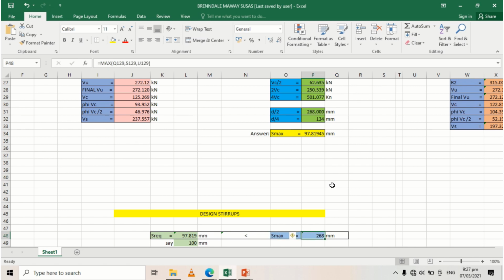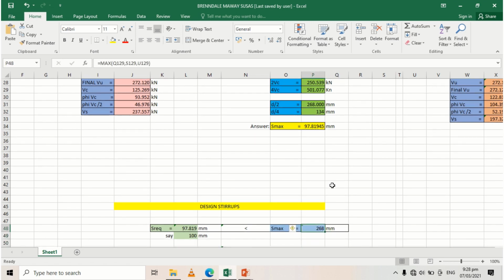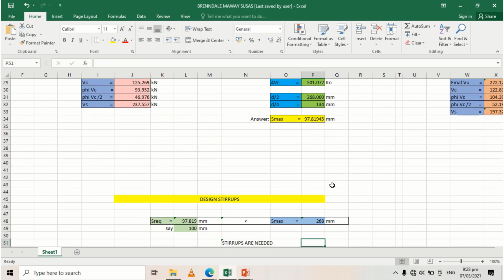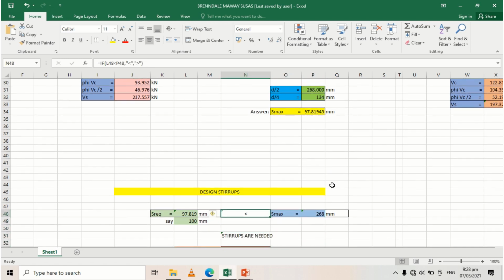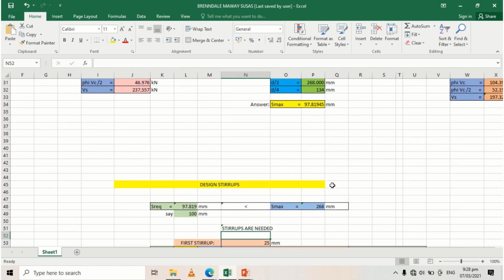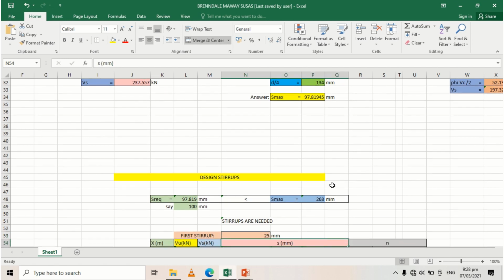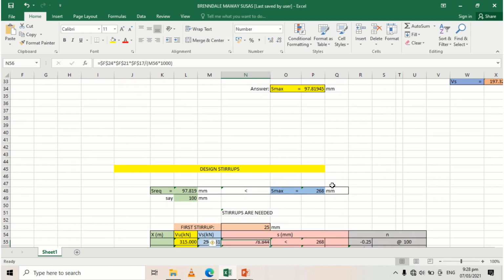Then, that is our S max. Sabi ko kanina, hindi kasali yung S required. So, it's either d over 2 or 600. D over 2 siya kasi mas maliit yung 268 sa 600. So, yan yung S max natin. If S required is less than S max, so, stirrups are needed. But if greater naman yung S required natin sa maximum spacing natin, stirrups are no longer needed. Doon stop na tayo. Then, yun na yung gagamitin natin na spacing for the rest of the span of the beam.